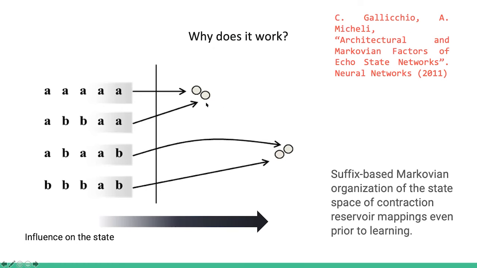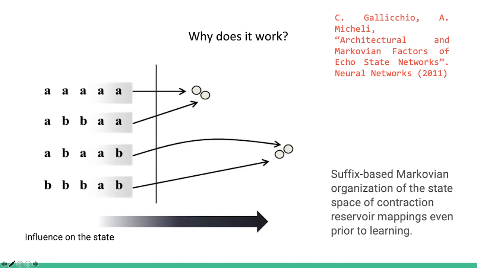So what happens? Suppose that I have a system that is a contraction. My reservoir is a contraction, based on the theory that I showed you previously. Then, in practice, you can see mathematically that it's going to organize the state space in a fractal way, based on the suffix. This is the so-called suffix-based Markovian organization of the state space. Here on the left we have the input in this slide. On the right we have the state space.